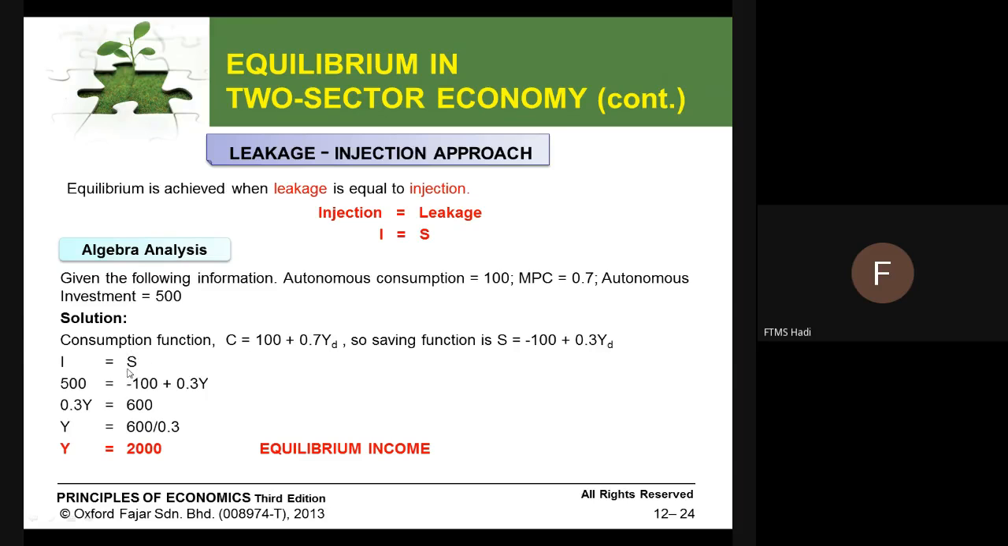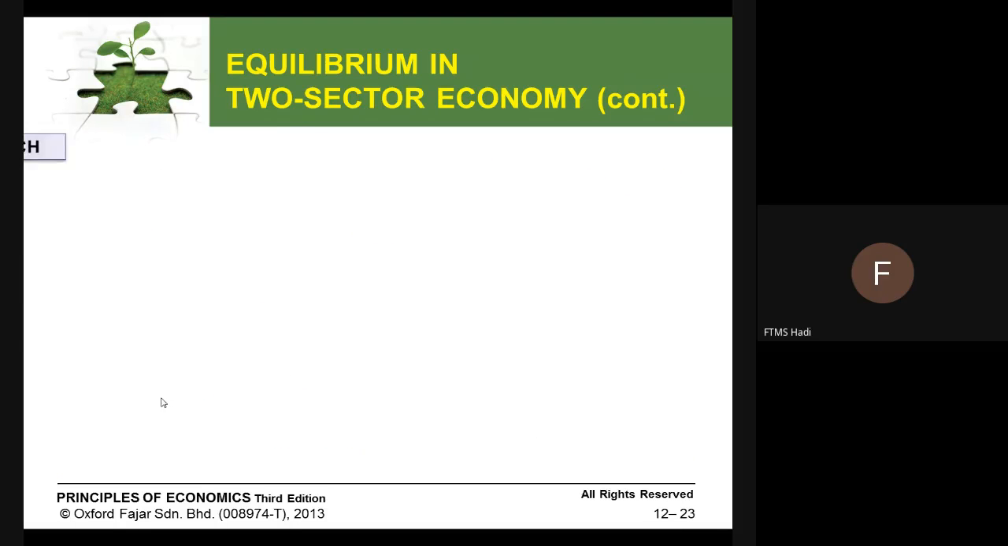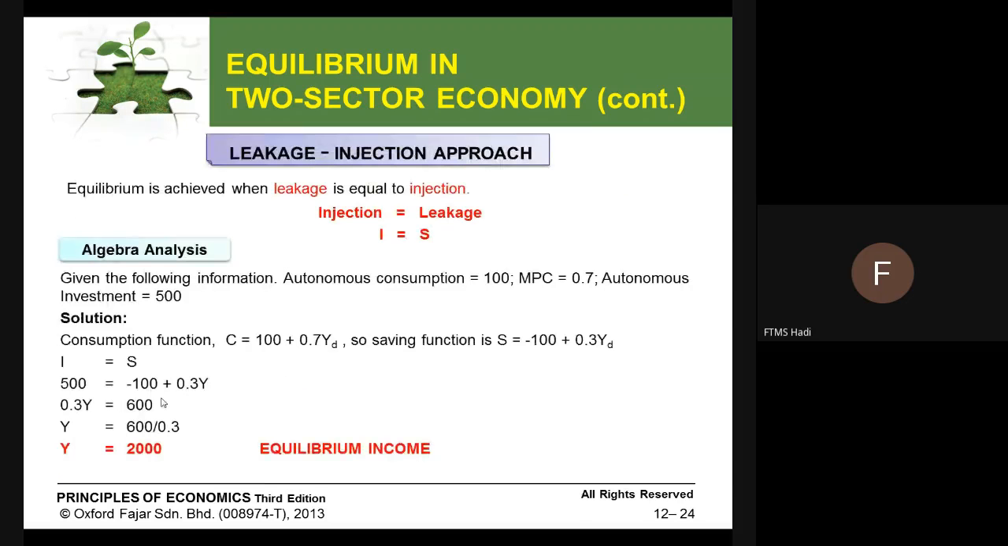But for the moment, given the consumption function, you need to convert it into S first. That means for consumption of 100, S must be negative 100. And 0.7Y means you have 1 minus 0.7, which equals 0.3Y. So you put autonomous investment 500 equal to negative 100 plus 0.3Y. For the algebra analysis you solve the problem and you will still get the same answer. You see, you get the same answer, 2000.